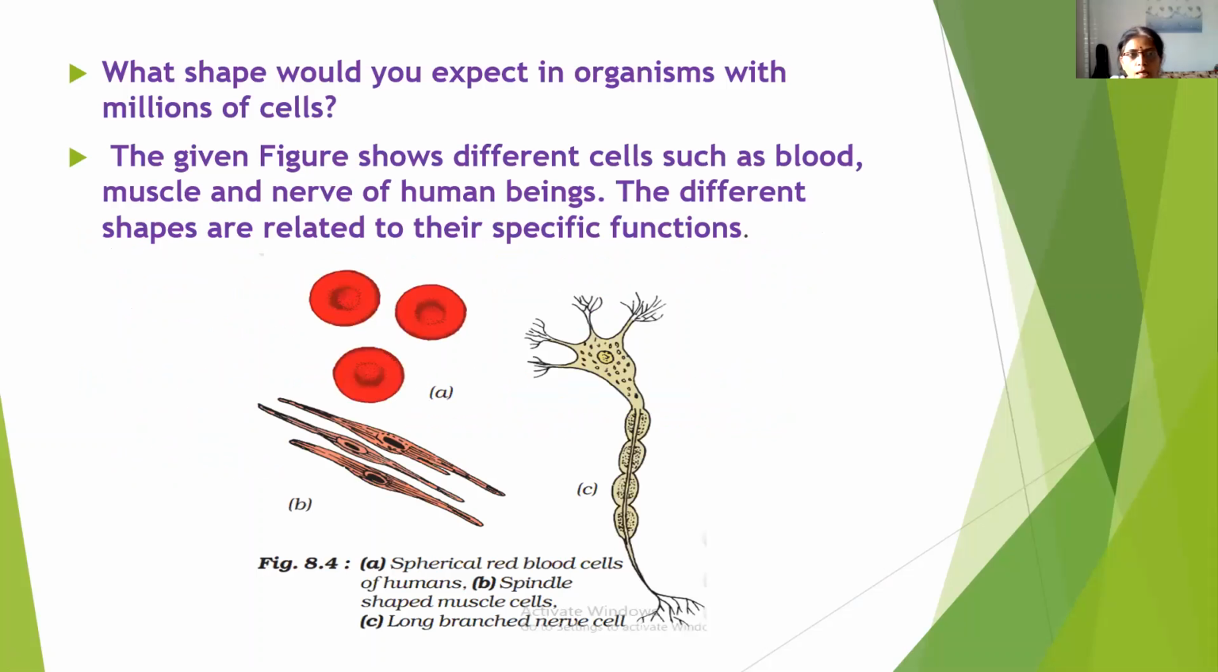Got it? And now what shapes would you expect in organisms with millions of cells, multicellular organisms? There are different types of cells, and what types of shapes can we see? Different cells like red blood cells, muscle cells, nerve cells, etc. The different cells vary in shape on the basis of their function. What do we see here? Red blood cells are spherical in shape, and muscle cells are spindle shaped. Nerve cells are long and branched.